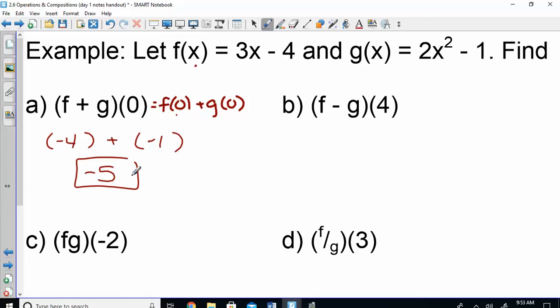All right. So f minus g of 4. If you plug a 4 into f, 3 times 4 minus 4, what does that give me? 8. Minus, if you plug a 4 into g, so 4 squared is 16, times 2 is 32, minus 1 is 31. So then we have 8 minus 31.